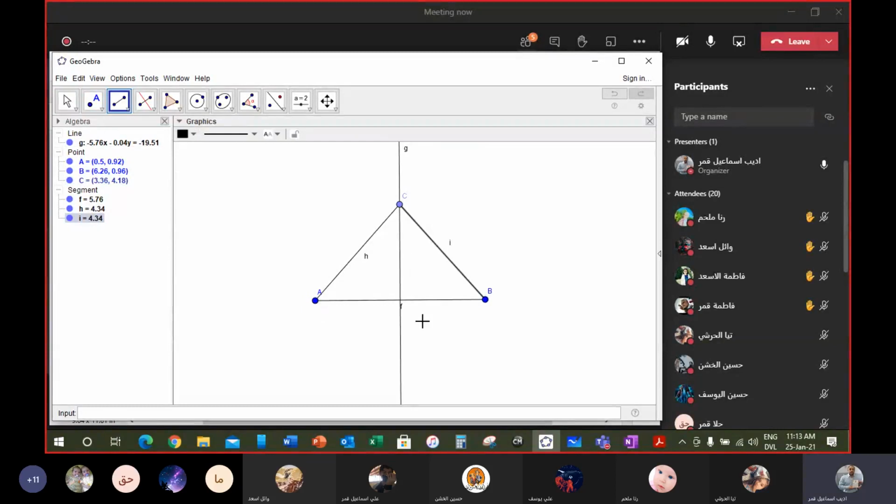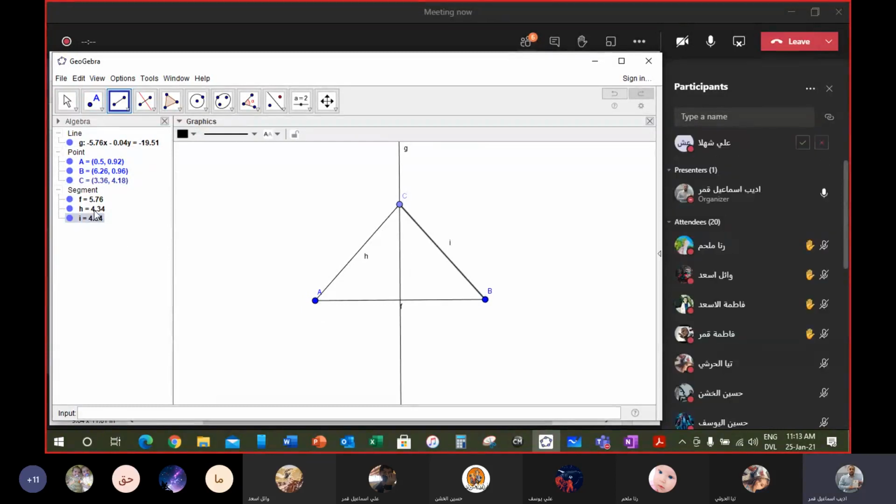هيك صار عندي شو؟ isosceles triangle. ليش أنا عملت هيك؟ لأنه any point on the perpendicular bisector of the segment is equidistant from the extremities of this segment. يعني صارت C equidistant من ال A وال B، يعني صارت CA equal CB، صار هيدا triangle isosceles triangle.